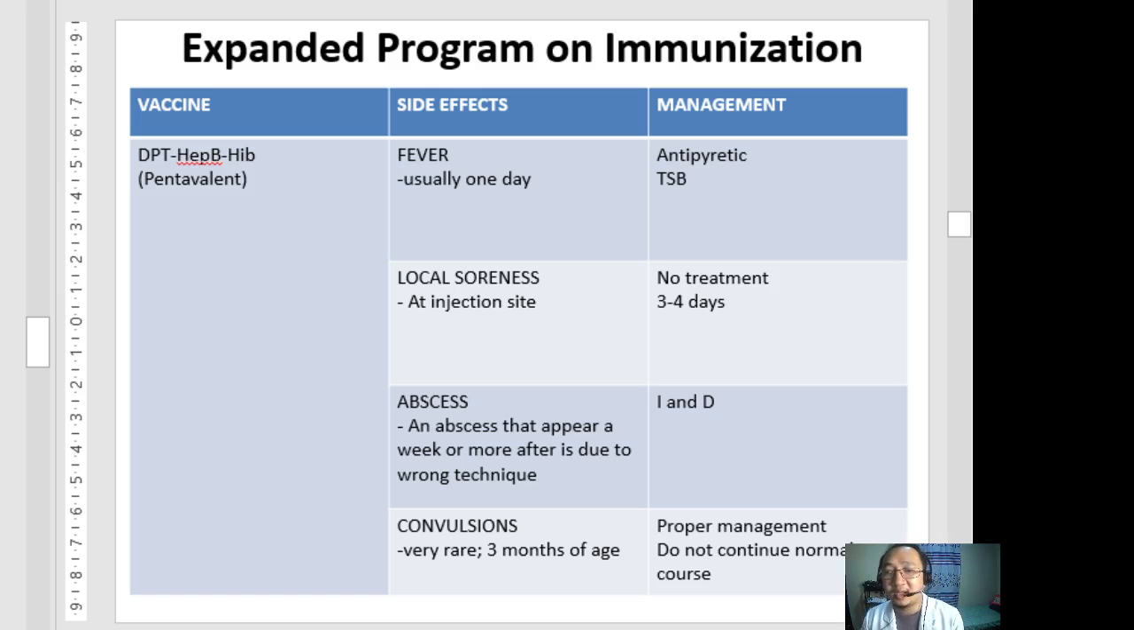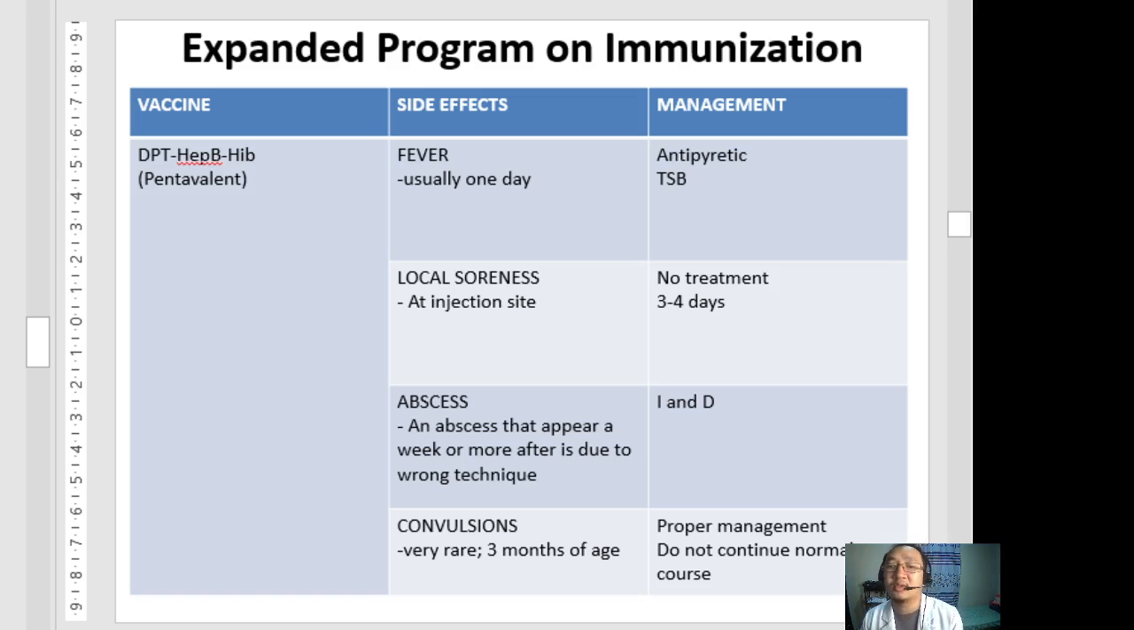Abscess is a less common side effect, actually unexpected. An abscess appears a week or more after, usually due to wrong technique, usually unsterile technique. So this is not a common side effect. This is not an expected side effect, and incision and drainage would be required.